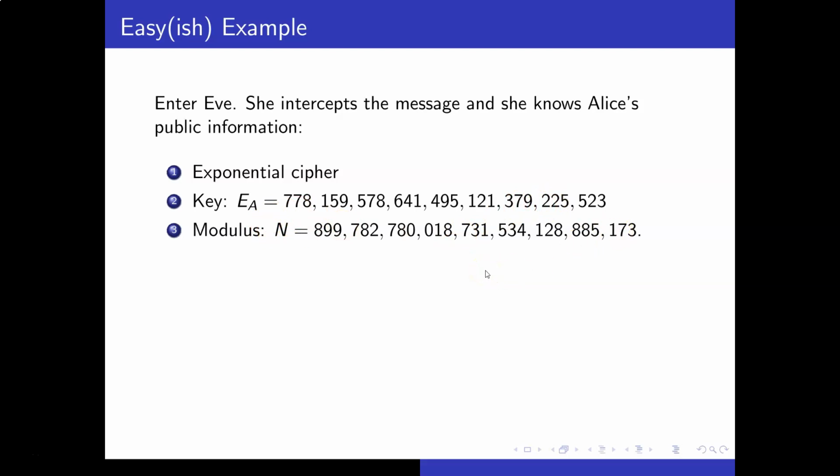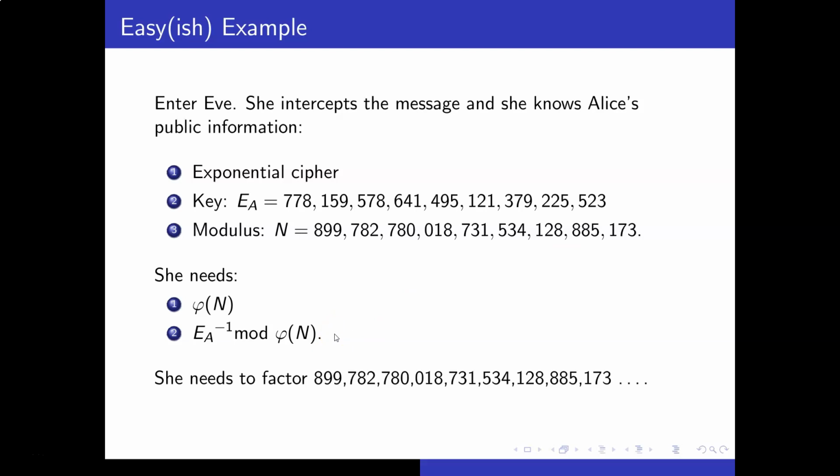Okay, so Eve comes along, she intercepts the message, she has everything that Alice has left out there, so she needs the Euler phi and then the inverse. Okay, but in order to compute the Euler phi, she can check to see if this is prime. That's going to take a very long time with a number that size. It's not prime. So she needs to factor it. Yeah, that's not happening. Not with a number that size.